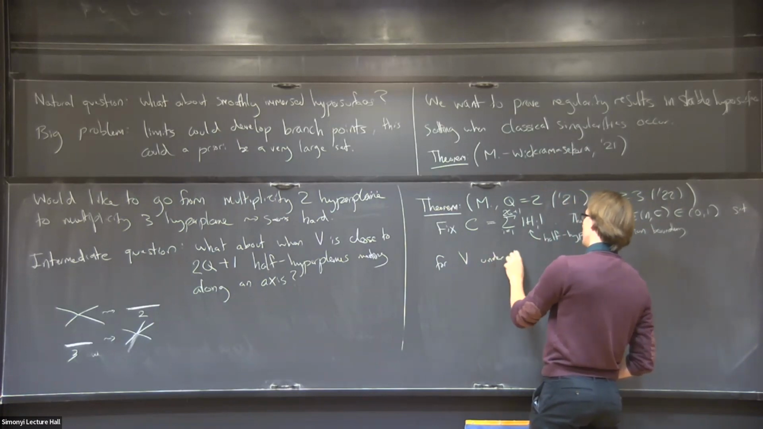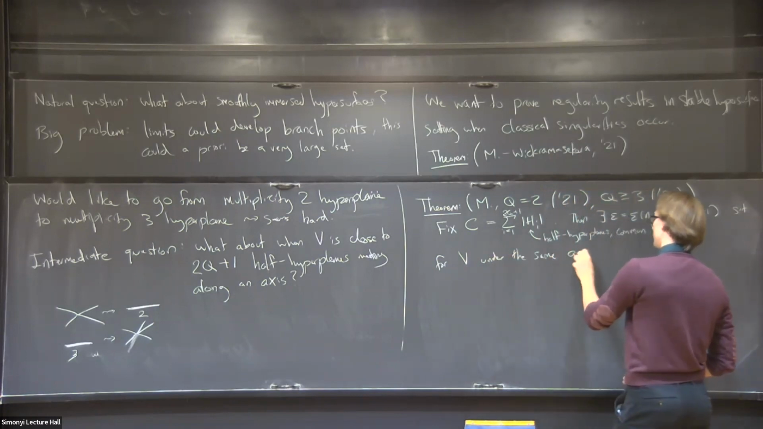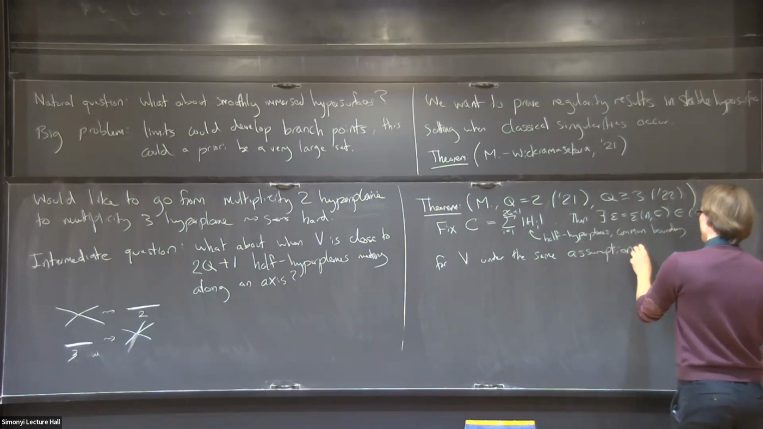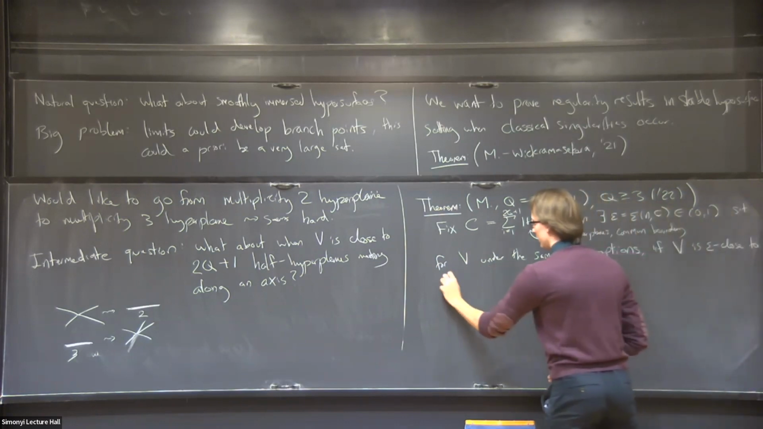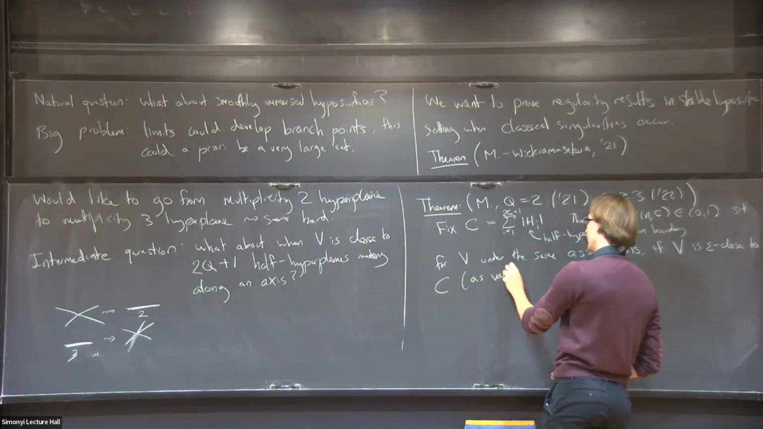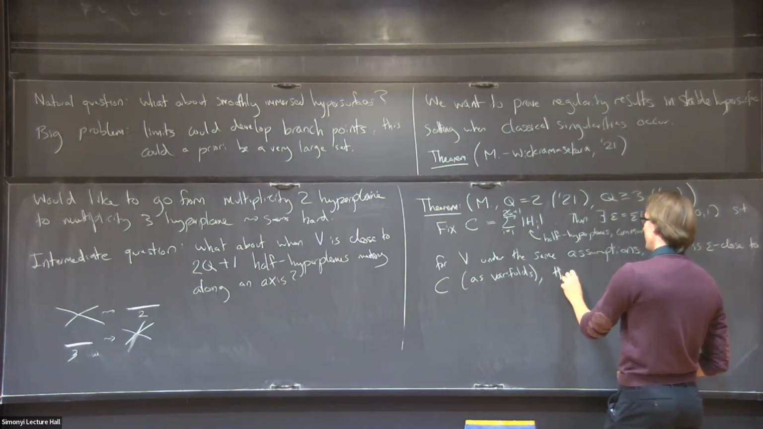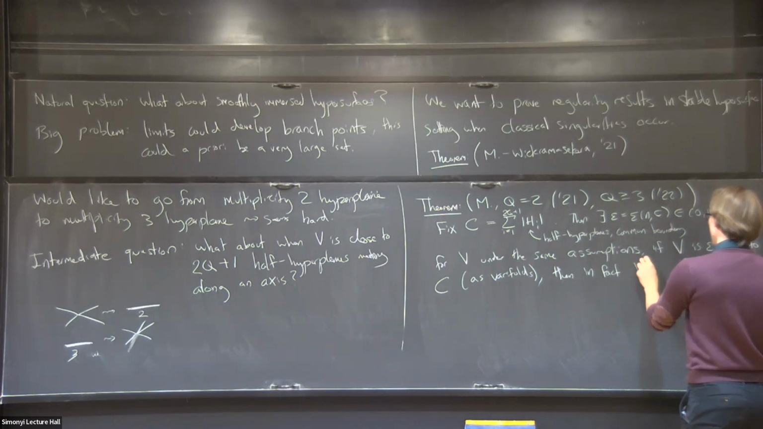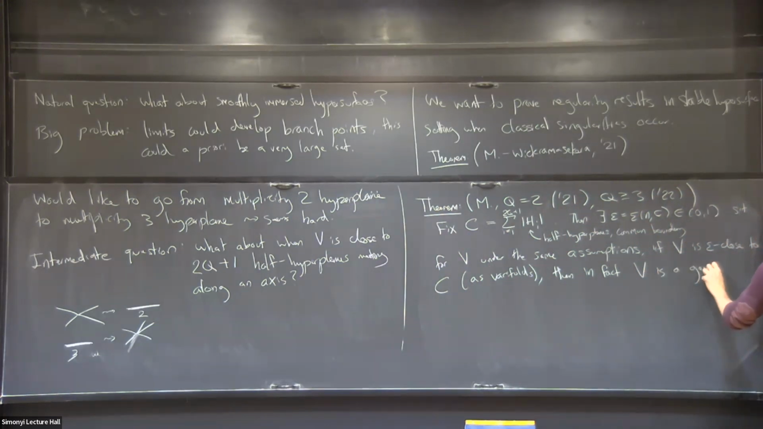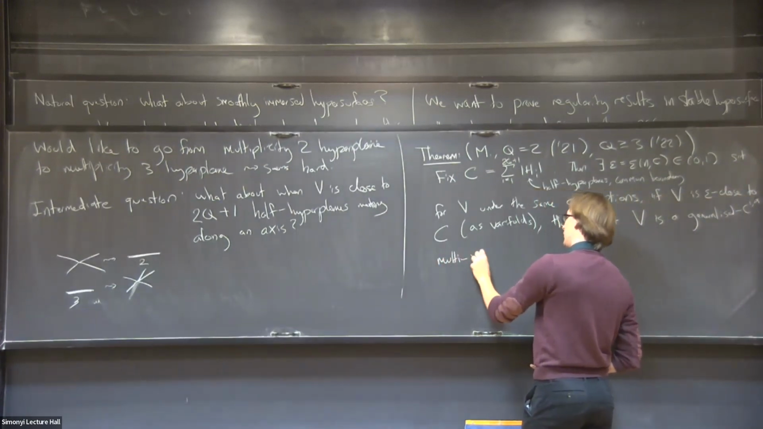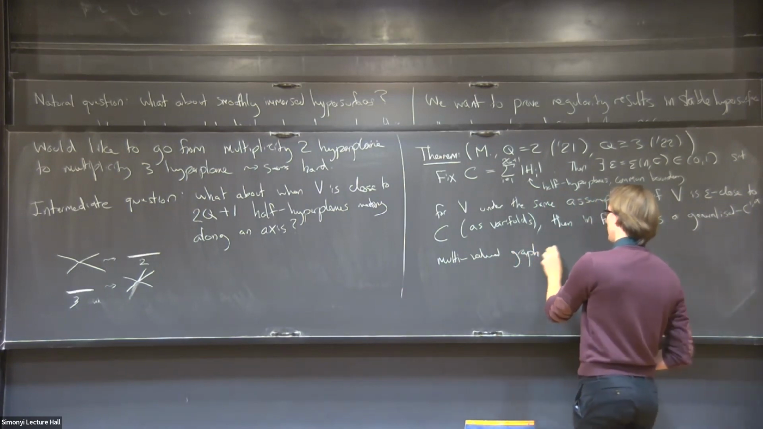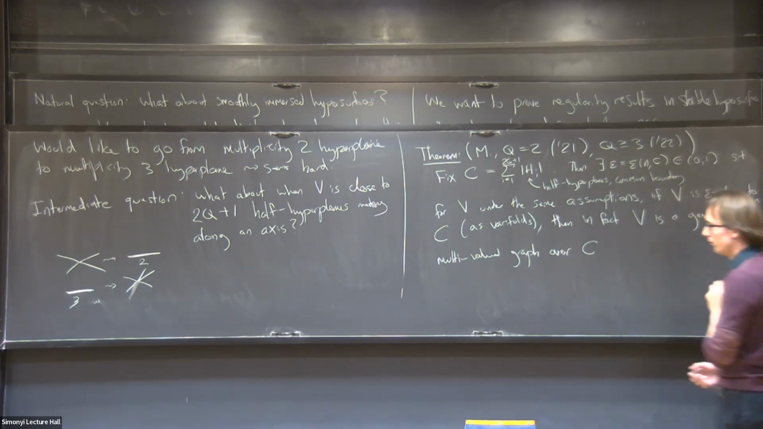then for V under the same assumptions, if V is epsilon close to C, as in this varifold topology, then in fact V is a generalized C1-alpha multi-valued graph over C. And again, not being too precise exactly what I mean by over C.